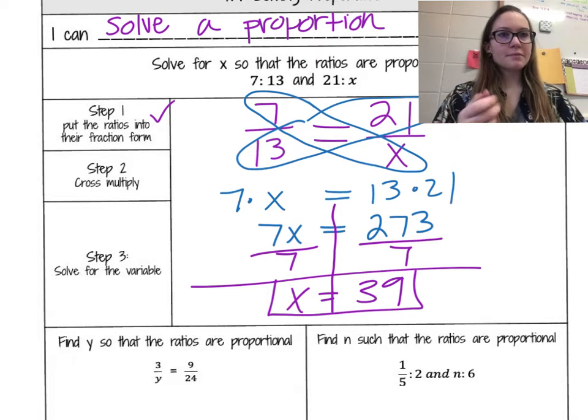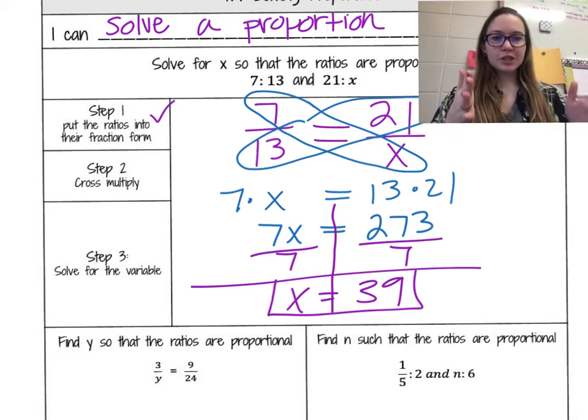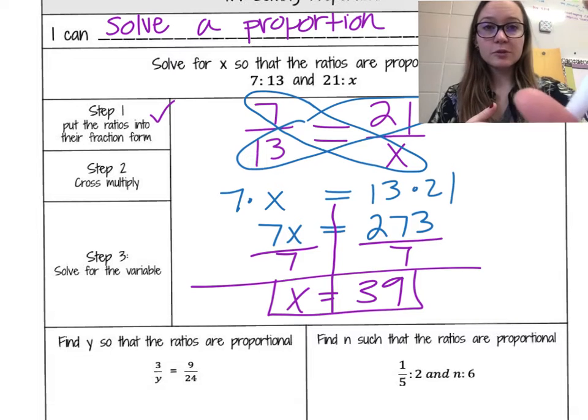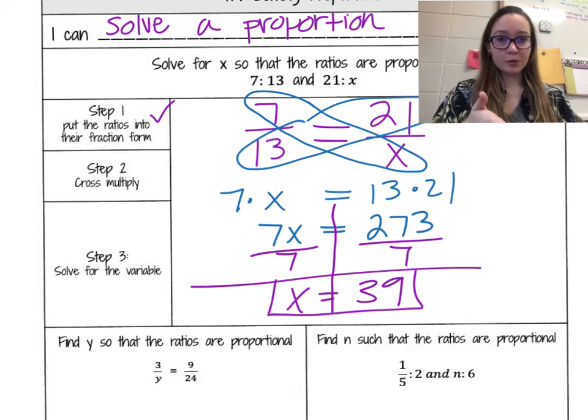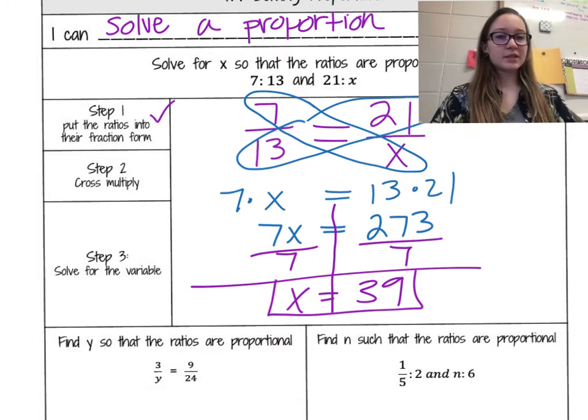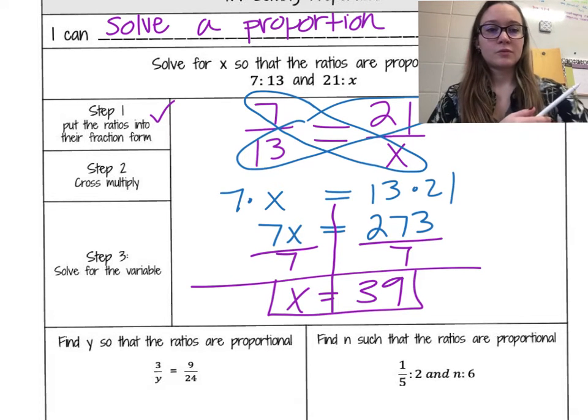That's it. Okay, so I took the ratios that I want to be proportional. I set them as fractions equal to each other. I can set them equal to each other because I'm making them proportional. I'm making them equal. And then I cross multiply and solve for the variable.